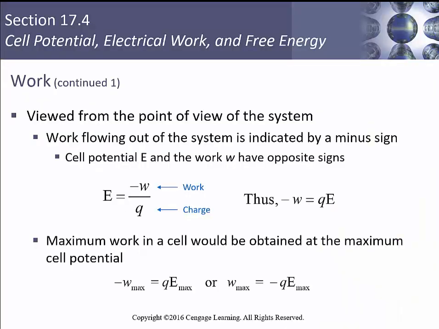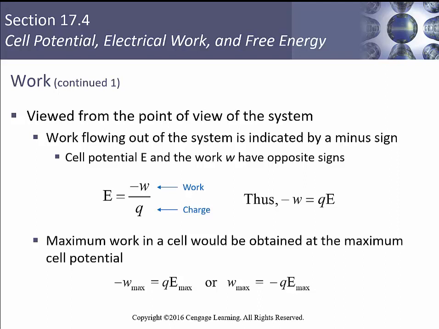of the system. Work flowing out of the system is indicated by a minus sign. And our cell potential and the work are going to have opposite signs. So our E cell is going to be minus W over Q, which is our charge. So the negative value for the work is going to be Q times E.